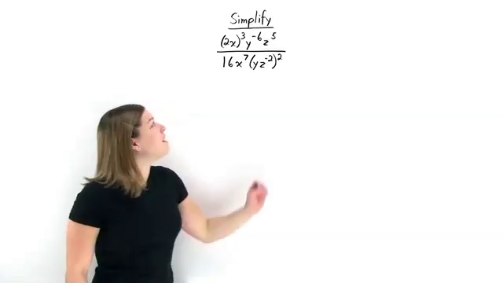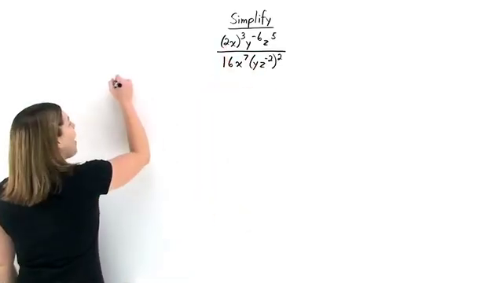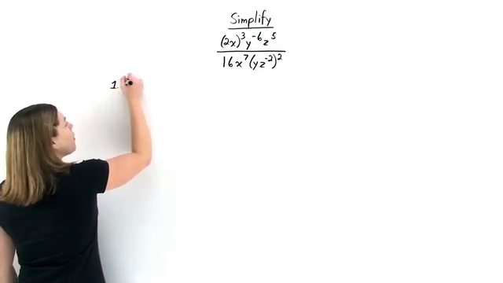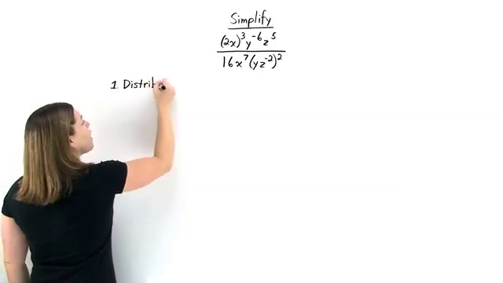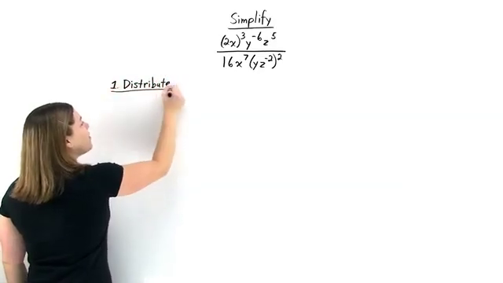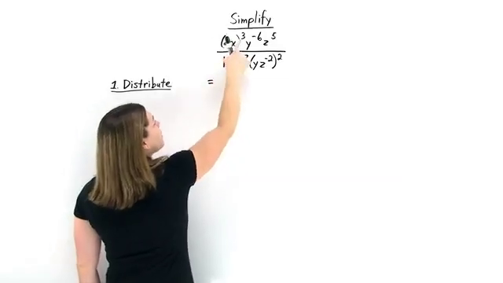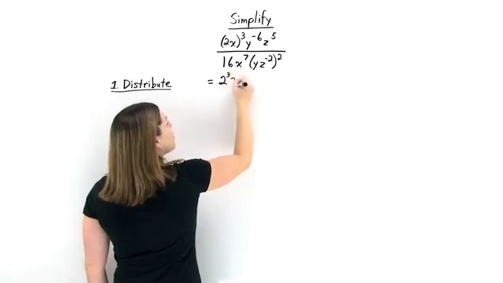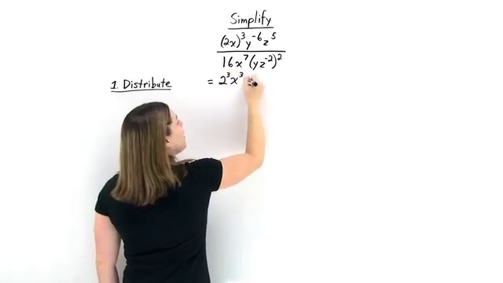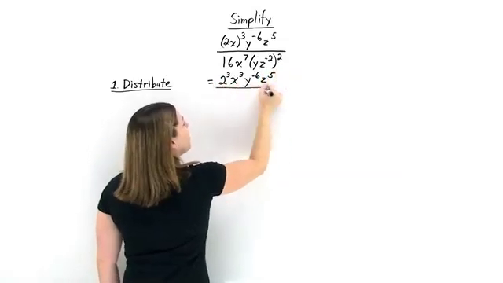If we look, we can see that everything inside both of the parentheses is being multiplied. That means that we can use the power of a product rule to distribute those exponents into the parentheses. So let's do that first. Here we have 2x being raised to the third power. Well, that's the same thing as saying 2 to the third times x to the third. Then we rewrite everything else that's in the numerator.